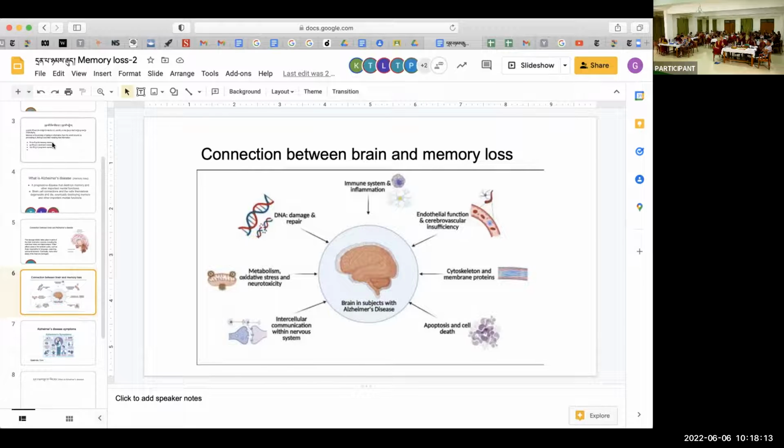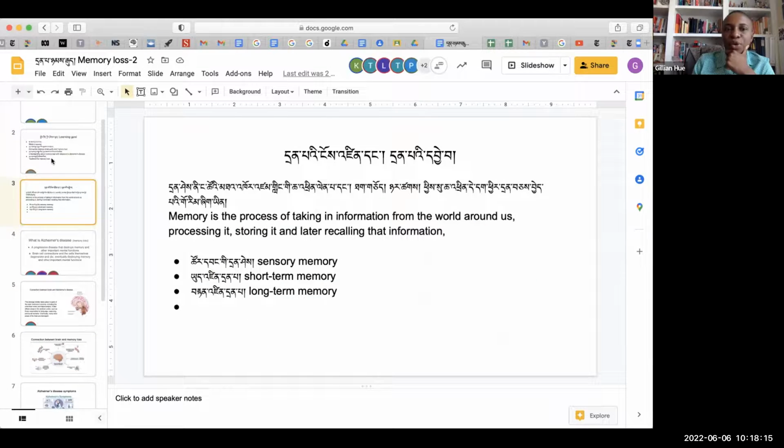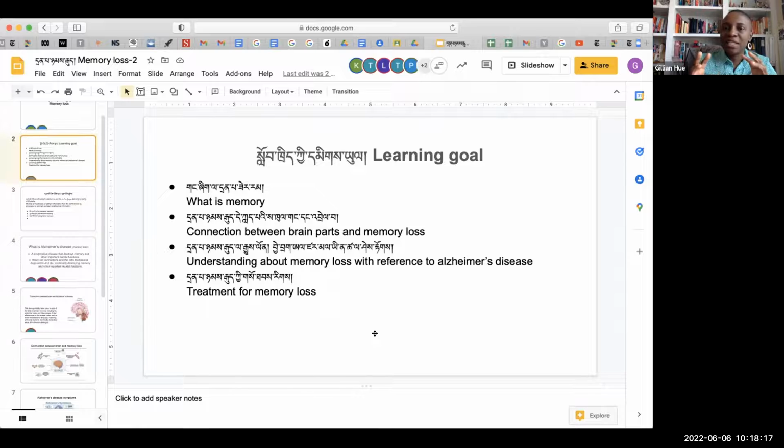Yes. So just like the other group decided to focus on the action potential within touch and pain, this is also another opportunity to learn about different cell groups and different neurotransmitters, as you have here, brain parts and memory loss, but you can learn a lot with respect to Alzheimer's disease.